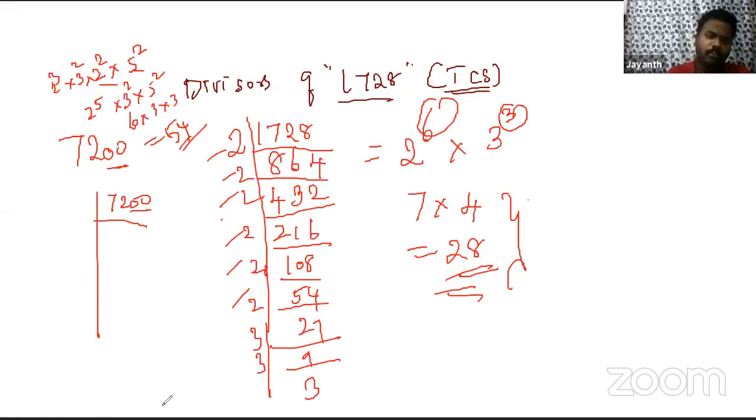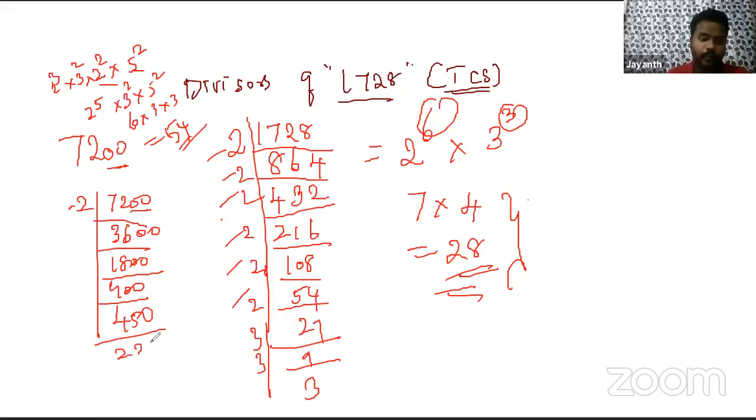Or else, if you're not familiar with that, you can go with 3600, which is 1800, which is 900 when divided by 2, which is 450, which is 225. So these are all twos. For 225, 2 plus 2 plus 5 is 9, a multiple of 3. If the sum of the digits is a multiple of 3, it is definitely divisible by 3. So take 3, which gives 75. Again take 3, which is 25. 25 we know is 5 square. So how many twos do we have? 1, 2, 3, 4, 5, which is 2 power 5.